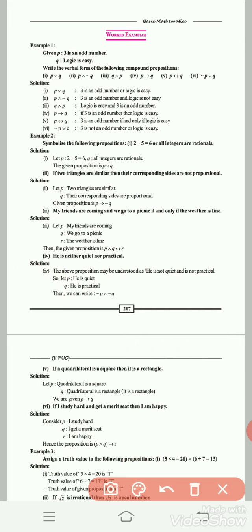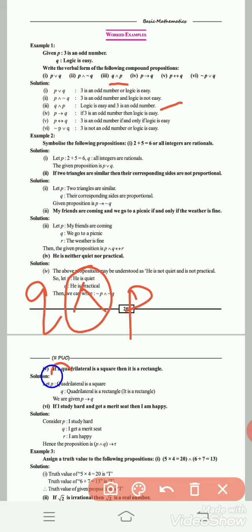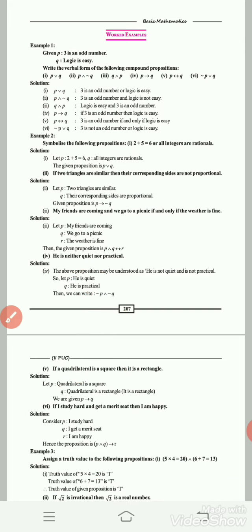Similarly, consider third one, Q conjunction P. See here, first write down Q statement and P statement. Q statement is logic is easy and P statement is 3 is an odd number. Combining Q and P by this symbol. This symbol is AND. Write down AND in between Q and P. Therefore, third one is logic is easy and 3 is an odd number.